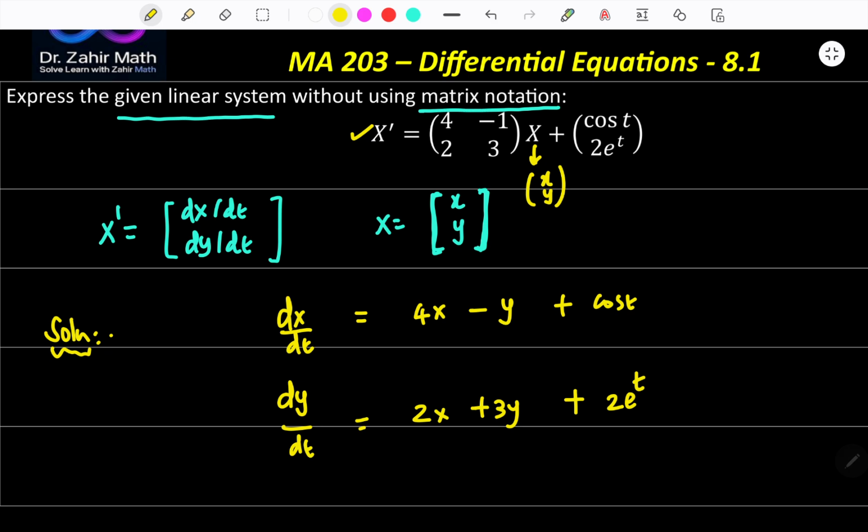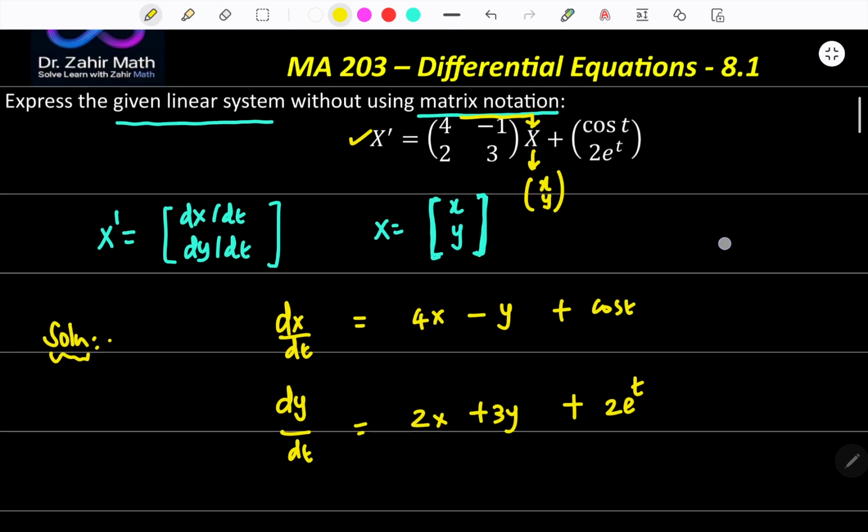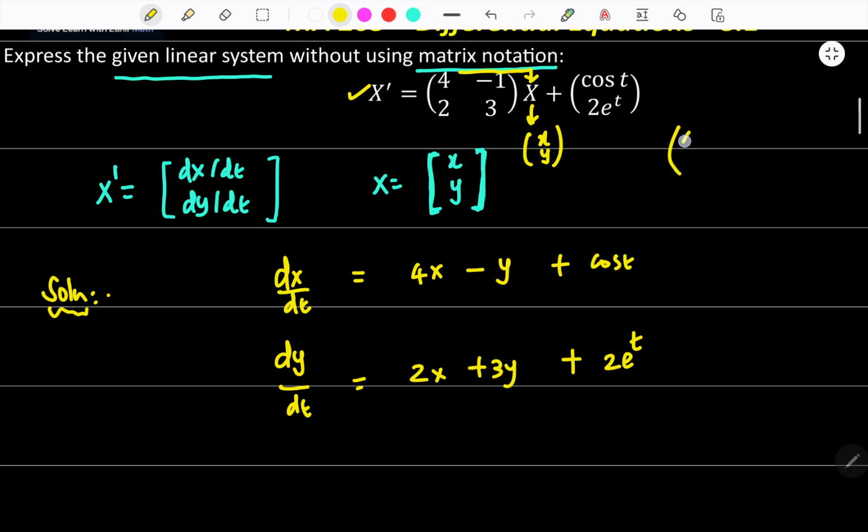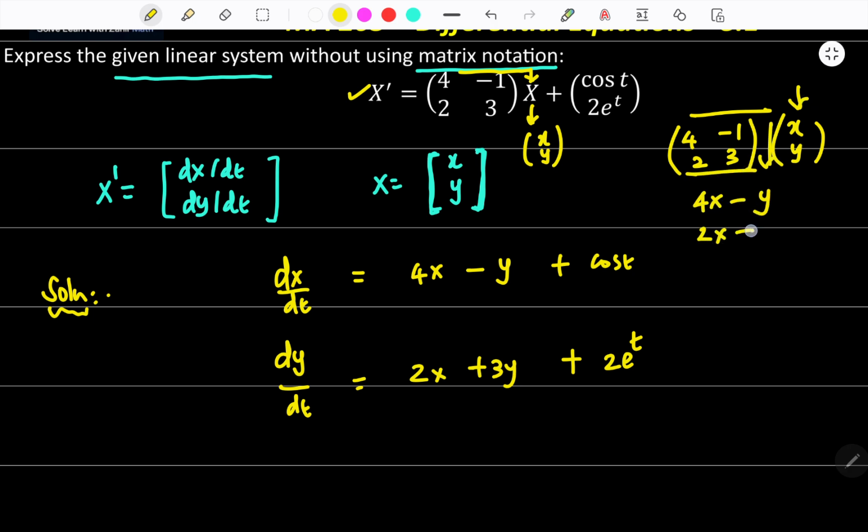Yes. How did you get this, teacher? You studied matrix multiplication in 002. First row, first column. First row, second column, like that. So first row, first column. Second row, first column. That is the idea. How this, teacher? Let me show you here. This here 4 minus 1, 2, 3. And then this is x y. First row, first column. So 4x minus y. Second row, first column, which is 2x plus 3y. Clear, all of you? Right.